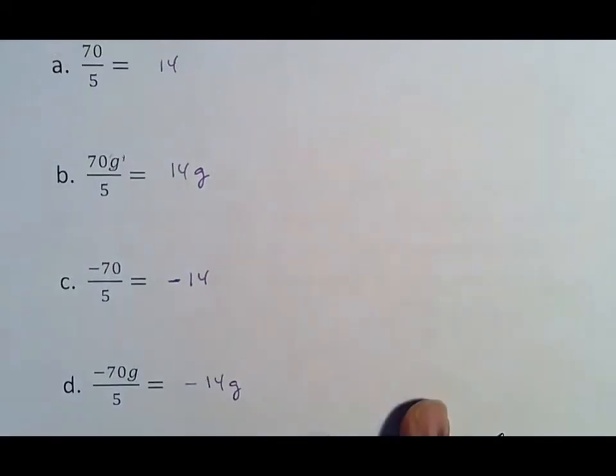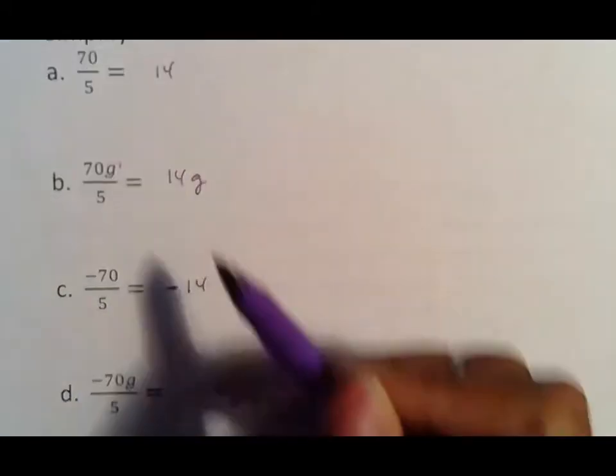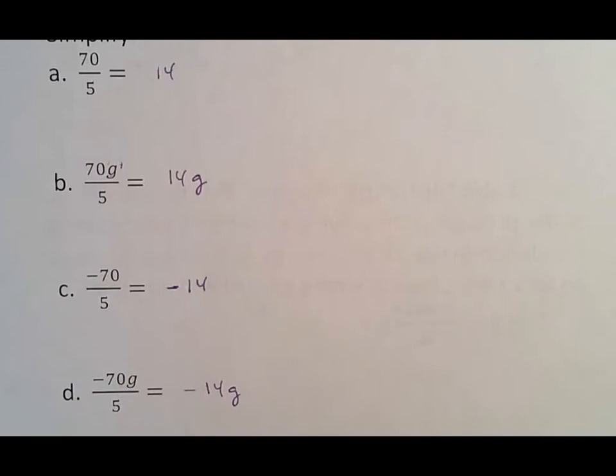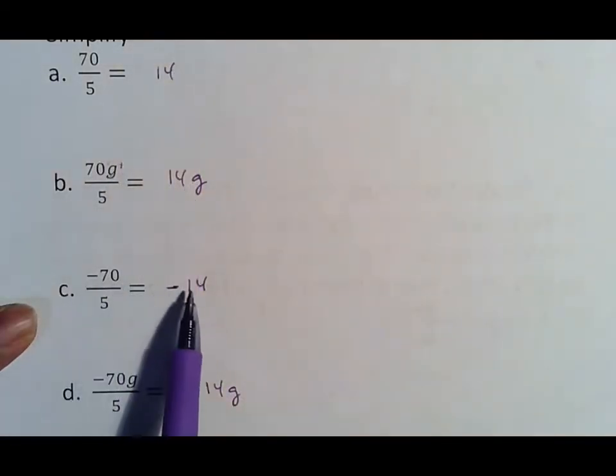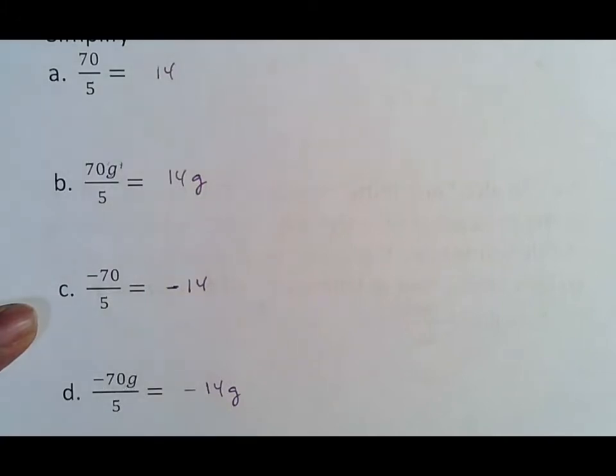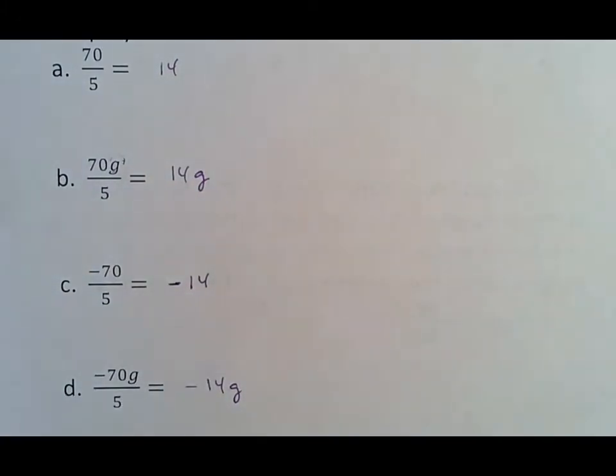And again, those questions I'm giving you are going to have each 4 of these things to make sure that you are considering that's just 14, that's 14g, the negative makes it negative, the negative and the g makes it negative 14g, just to make sure you practice that part. But that is going to be, I think, 2 questions on your homework, just to make sure you've got that part down before you move on.